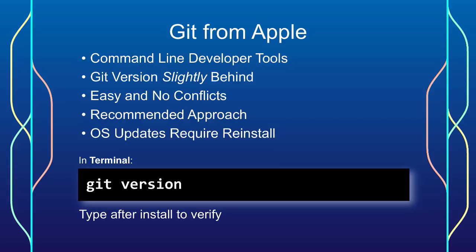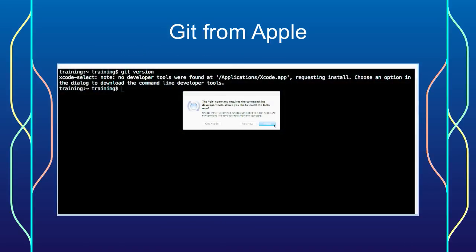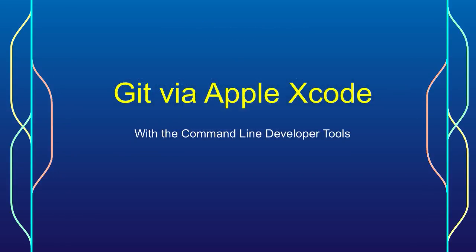The installation process really is as simple as asking Git for its version. If you already have Xcode installed, then Git will respond with its version number. Otherwise, macOS will prompt you to install Git via the command line developer tools. And this is what it looks like when we attempt to get our Git version and we don't have Git installed. Let's go ahead and try that out now.